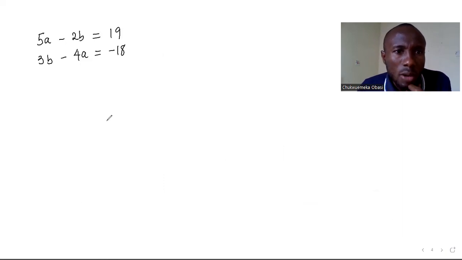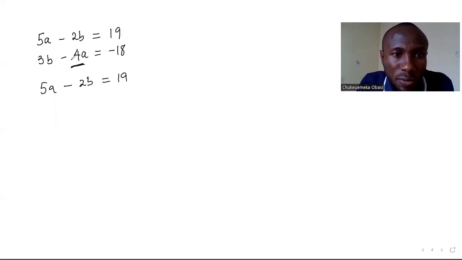All right. Now you see this problem now. The quantity of A here. Oh, you see, be careful. It's not properly arranged. You see, we got A here, we got B here. So I would like to arrange it so that they're all matching up. So that's what I want to do first. So I have 5A minus 2B equal to 19.